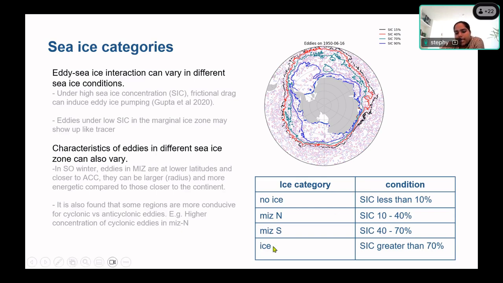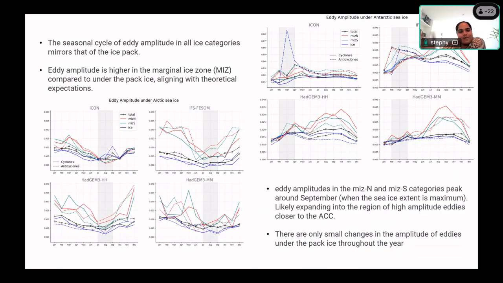We have the ice category, where the sea ice concentration is greater than 70%. Then the marginal ice zone south, where the sea ice concentration is between 40 and 70%. The marginal ice zone north, where the sea ice concentration is between 10 and 40%, and then also the no ice condition, where it's less than 10%. And sorry for the plot-heavy slide with a lot of figures coming up.